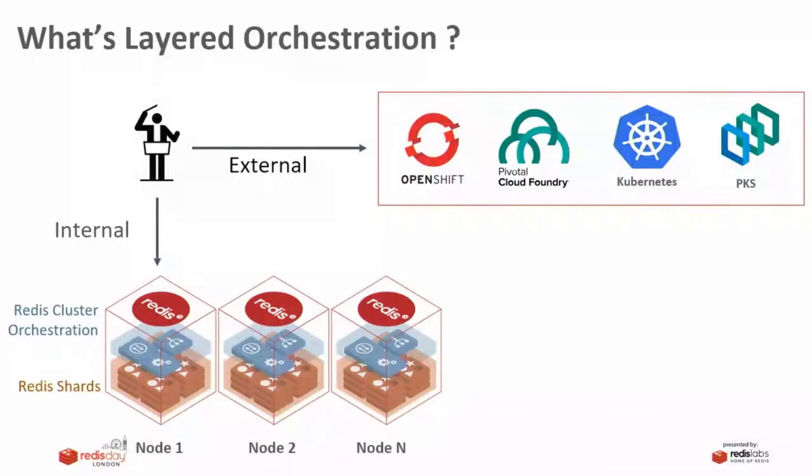So in order to accomplish a good deployment across all of these services, we took a layered orchestration approach. And what does that mean? It means we utilize the external orchestrator, be it PCF, PKS, Kubernetes, and OpenShift again, to manage some of the functionality, while we use the internal Redis Enterprise orchestrator to handle the rest.